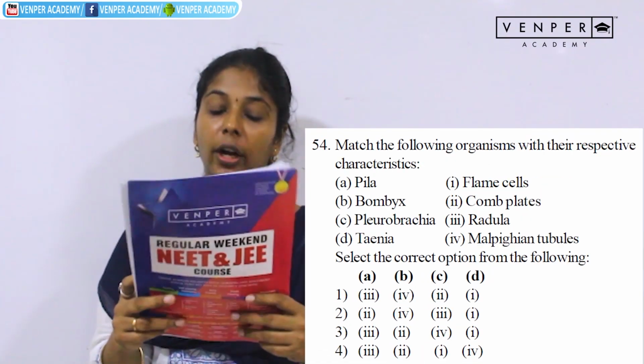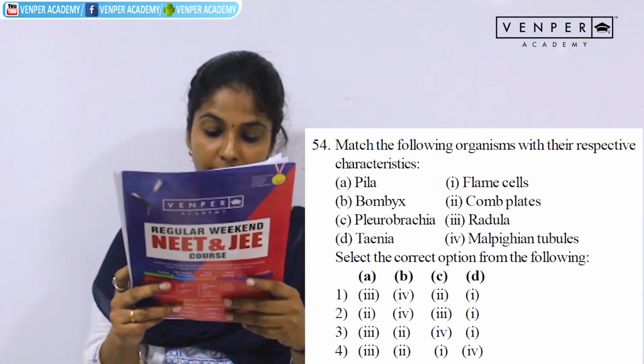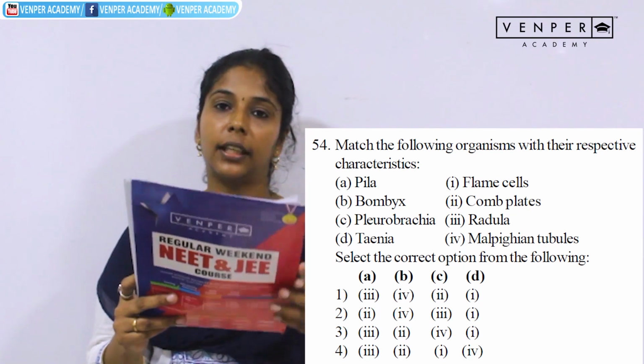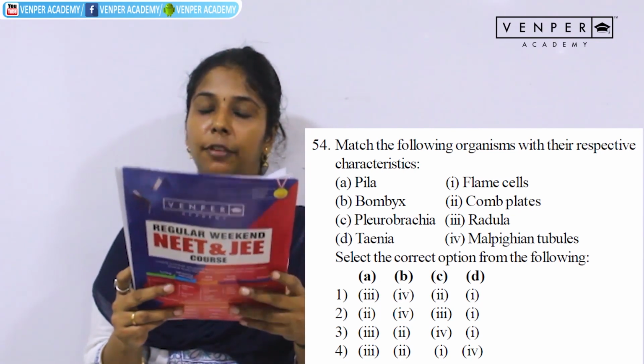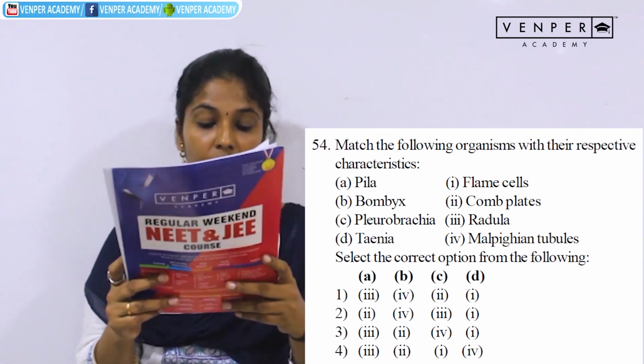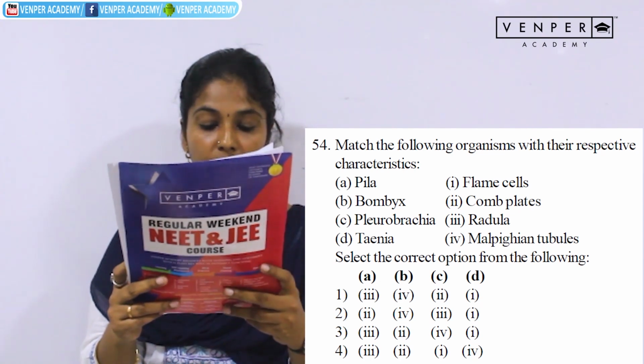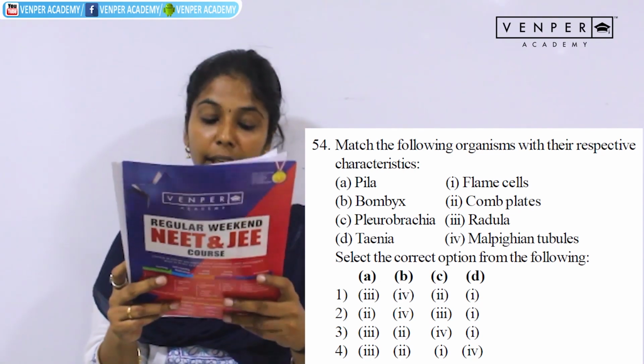Next, match the following organisms with their respective characteristics. There are different organisms from different phyla given in column 1. It is Pila, Bombyx, Pleurobrachia and Taenia.